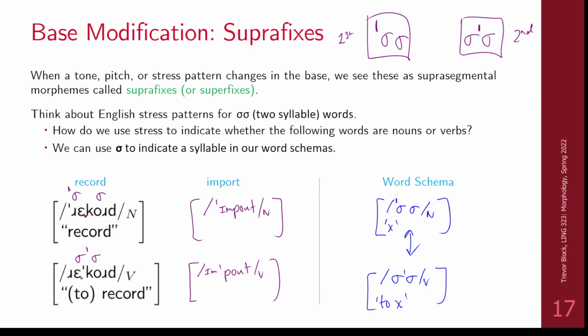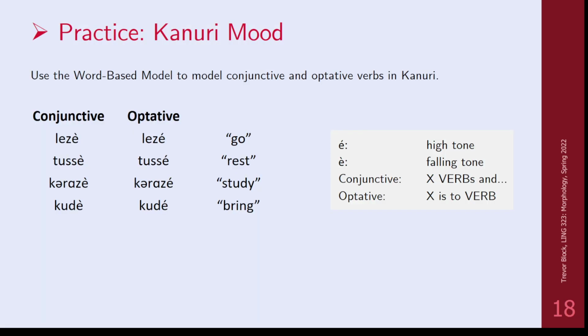Again, this doesn't tell us where we start or what we're actually doing. This just says if you have 2 forms where one is stress on the first syllable and one is stress on the second syllable, this second one is the verb form, this first one is the noun form. So we have a bunch of different variables now that we can use and we can model anything with.